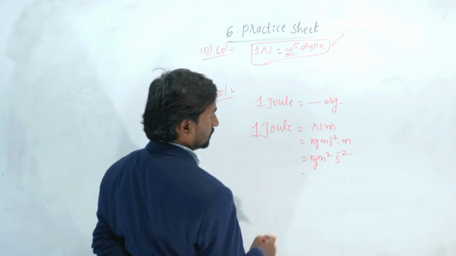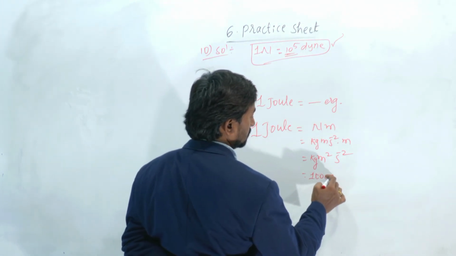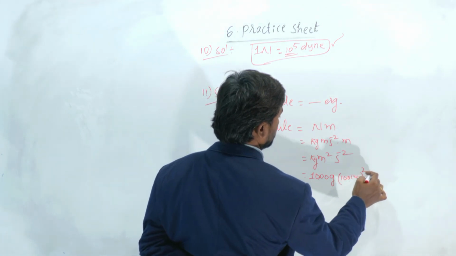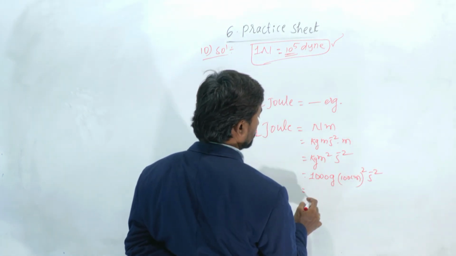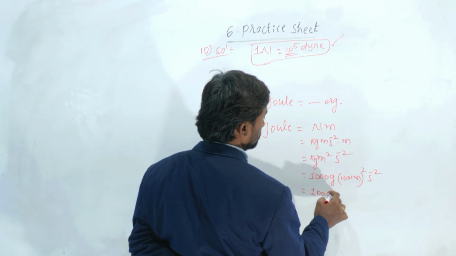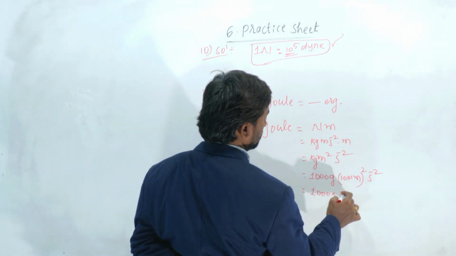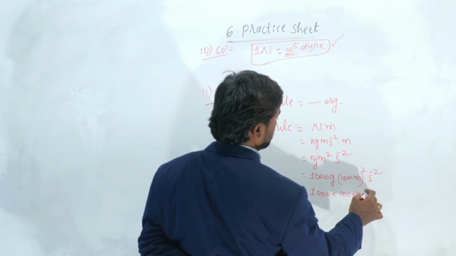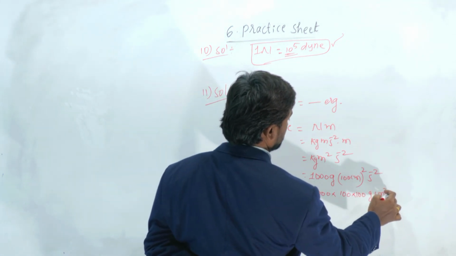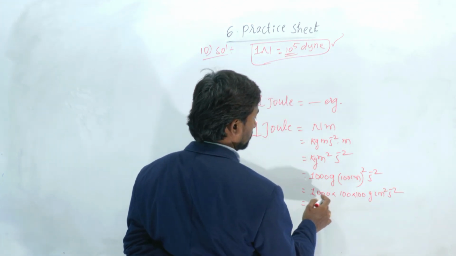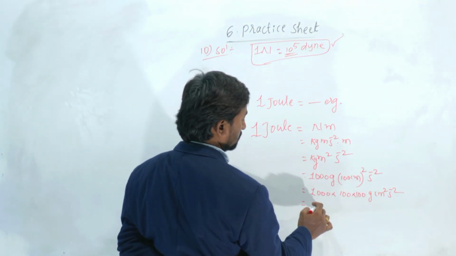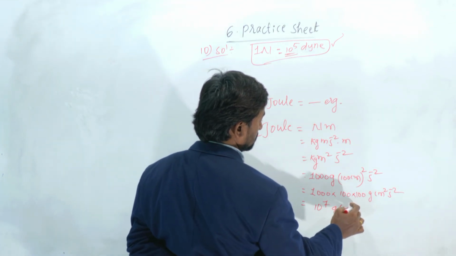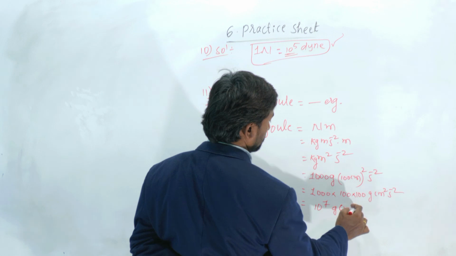We know that 1 kg is 1000 grams, and 1 meter is 100 centimeter, whole square. So 1000 into 100 into 100 will come. So here gram centimeter square per second square will come. How many zeros are there here? 3 zeros and 4 zeros. So 10 to the power of 7 gram centimeter square per second square.